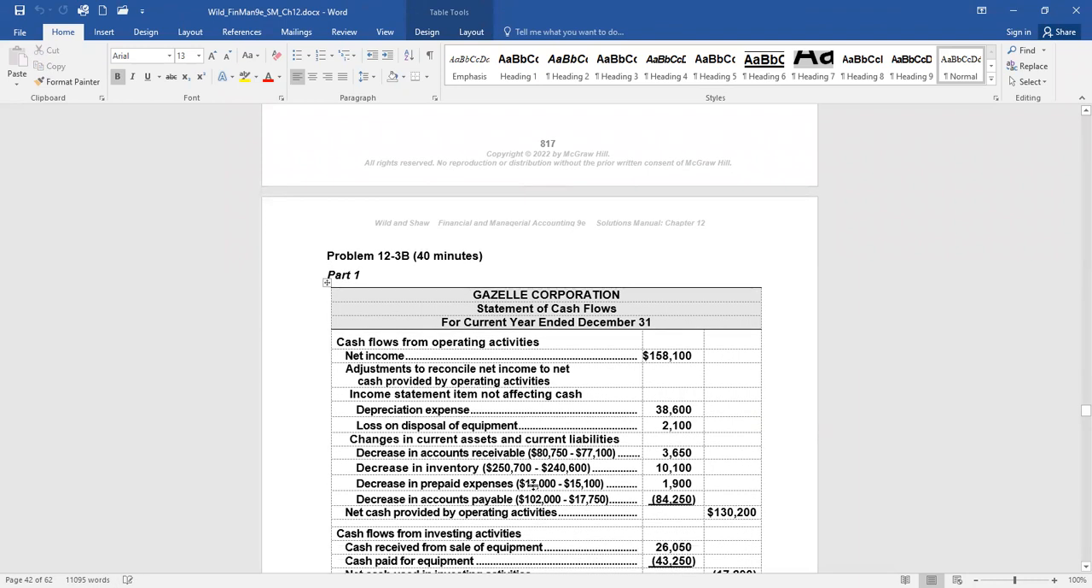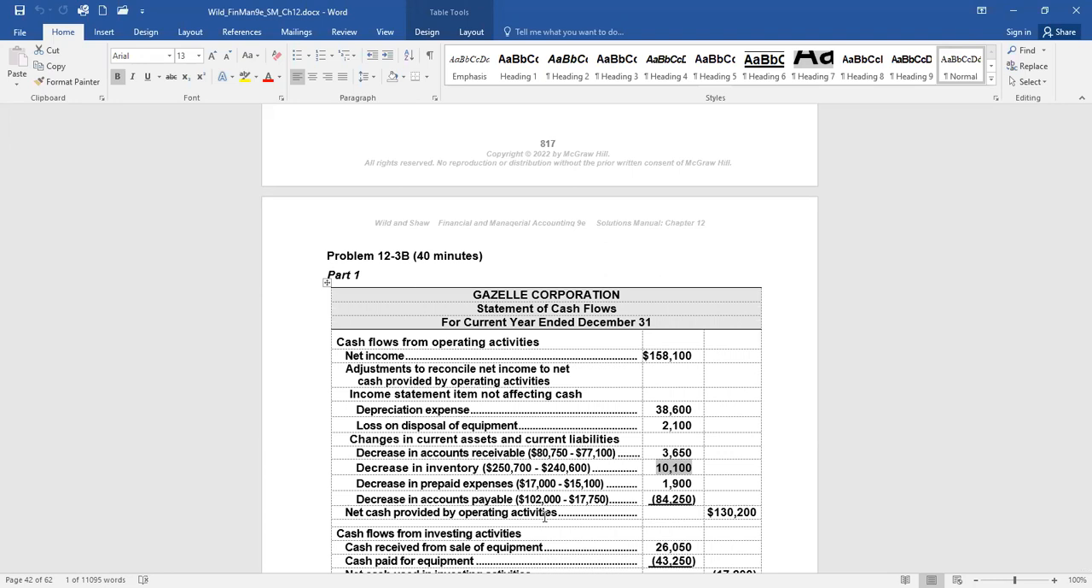Inventory, that also decreased. So that means we're not spending as much from the end of last year to the end of this year. So that's an increase in cash because of that. So when a current asset decreases, the effect on cash is an increase, and vice versa. If it increases, the effect is a decrease on cash.